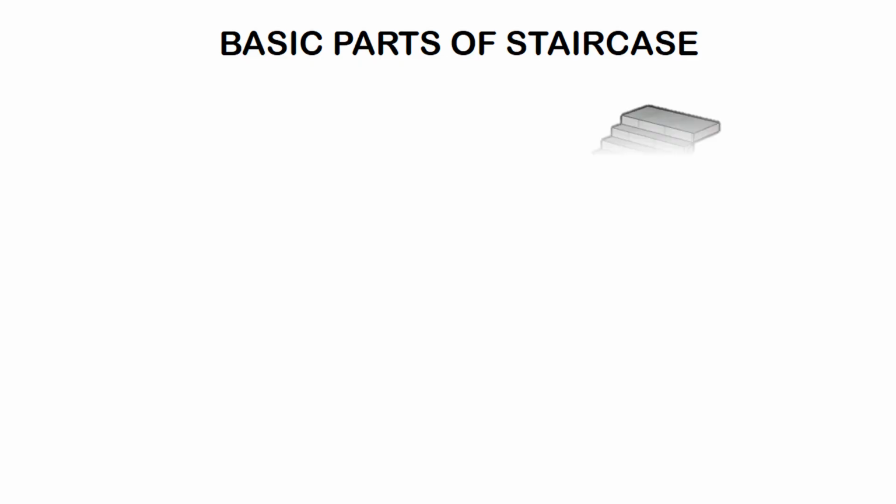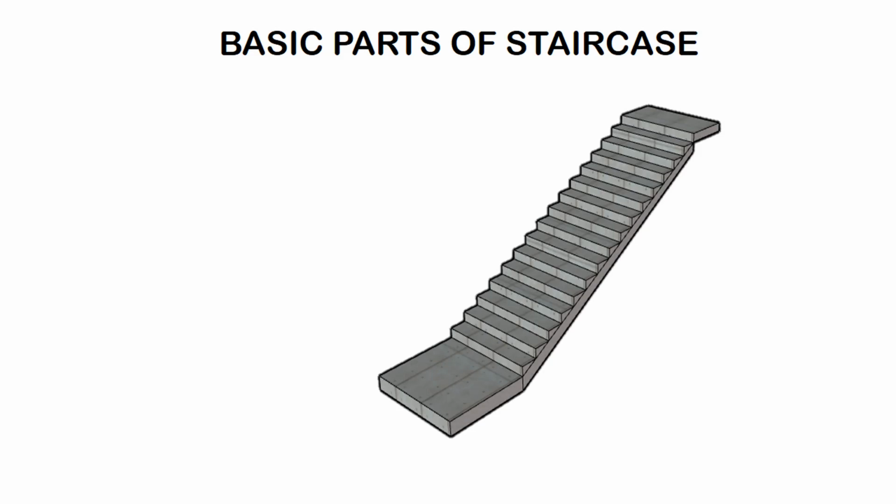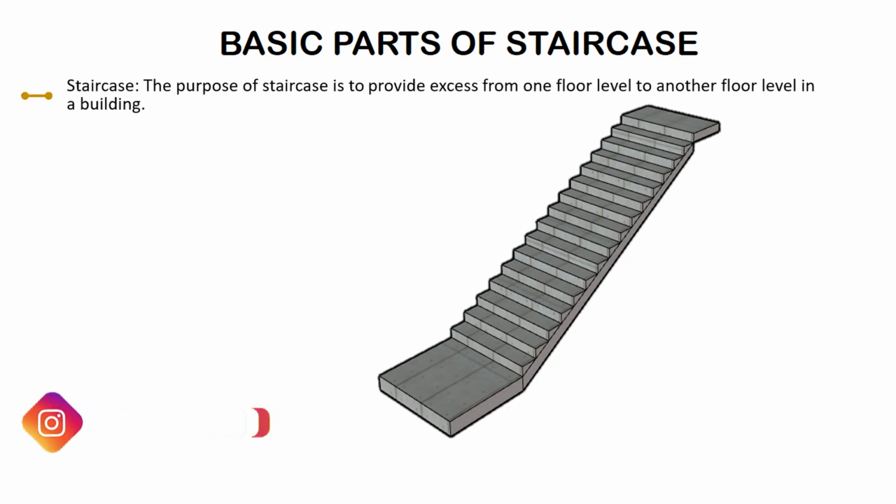Okay, as you can see, we have a single flight staircase, and with the help of it we will try to understand about basic parts of a staircase. Now you must have a staircase in a building, and being a civil engineer you should know why a staircase has so much importance in a multi-story building. So the purpose of a staircase is to provide access from one floor level to another floor level in a building.